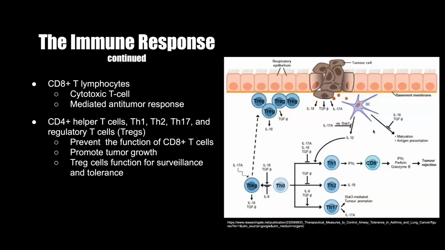Some other cells involved in the immune response would be CD8 T lymphocytes. They're cytotoxic T cells. They mediate anti-tumor response. And lastly, CD4 helper T cells, Th1, Th2, Th17, and regulatory T cells, also known as Tregs. They prevent the function of CD8 T cells, promote tumor growth, and Tregs function for surveillance and tolerance.